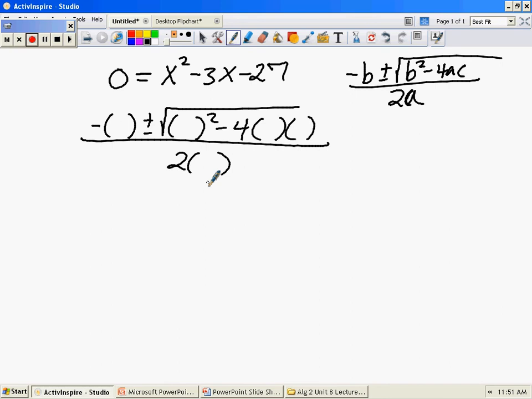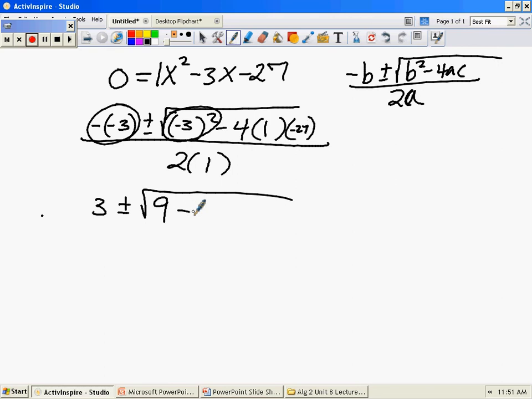So what is B? B is negative 3. What is A? 1. The number in front of x squared is 1. That's A. And then the last number? Negative 27. And then from here we just got a little bit of math to do. So we have double negatives in the front here, which become positive 3. We have negative 3 squared, which is 9, minus 4 times negative 27. I think it's negative 108. And once again, we have a double negative there become positive, over 2 times 1 is 2.